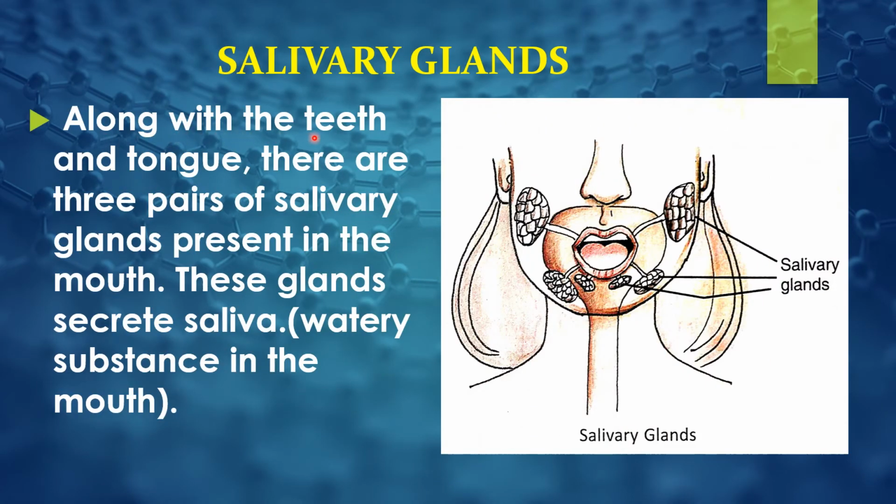Along with the teeth and tongue, there are three pairs of salivary glands present in the mouth. These glands secrete saliva.